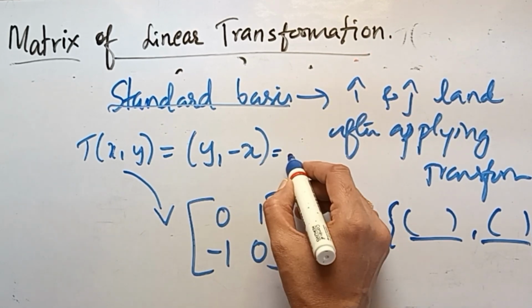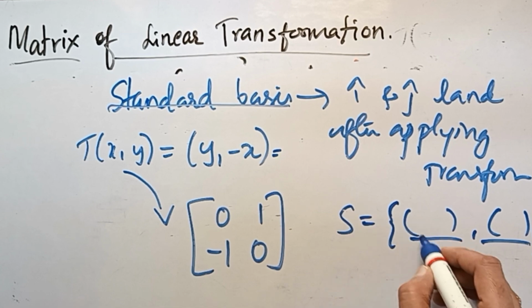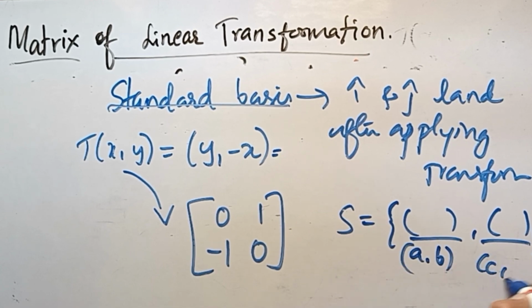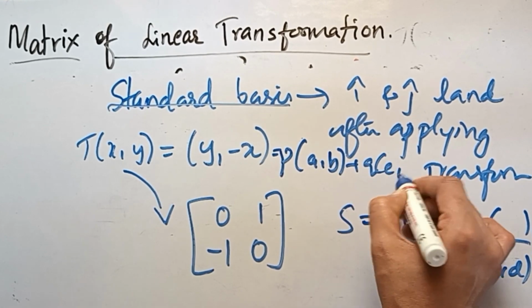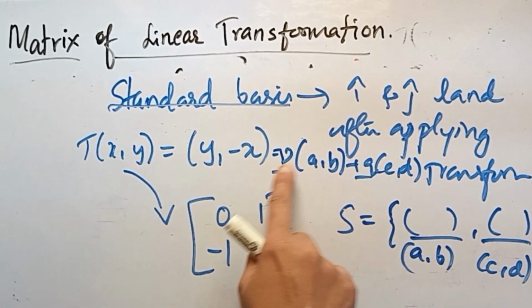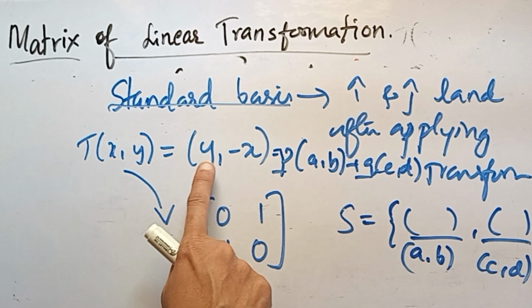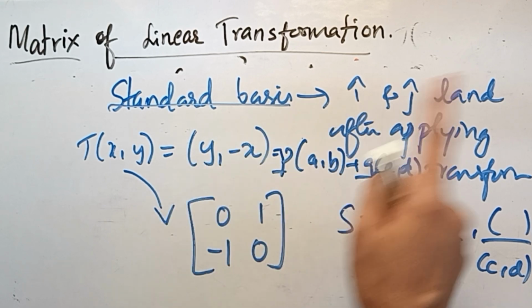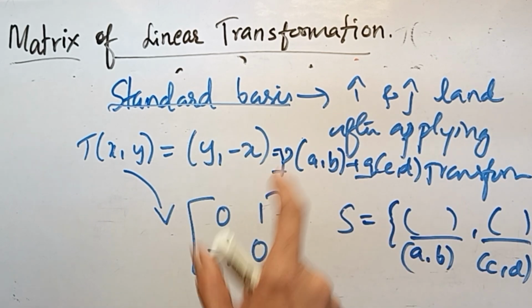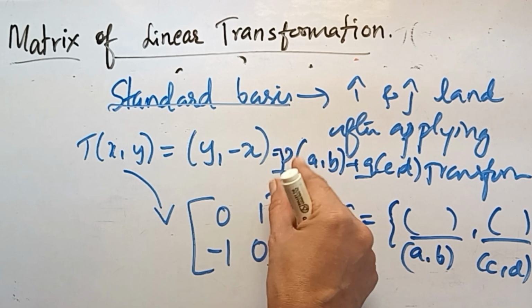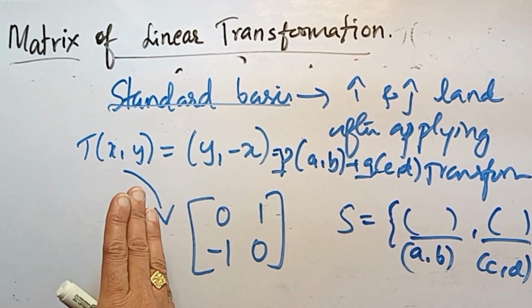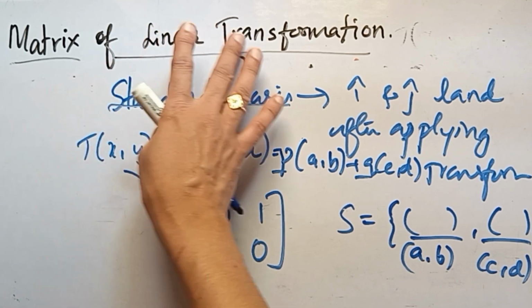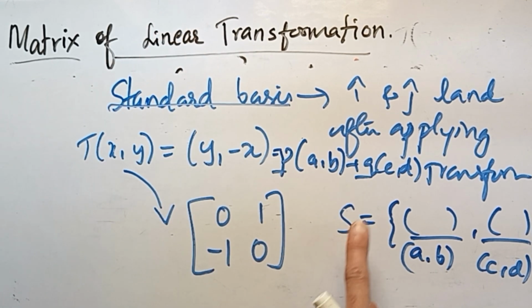See, (y,-x): you have to write this as, suppose (a,b) and (c,d) are the basis vectors, p times (a,b) plus q times (c,d). These p and q are nothing but the coordinates of the vector (y,-x) in the new coordinate system. After getting that, write it in terms of the columns of the matrix. That gives you the matrix of linear transformation with respect to the basis. Yes, that is how to find it out.